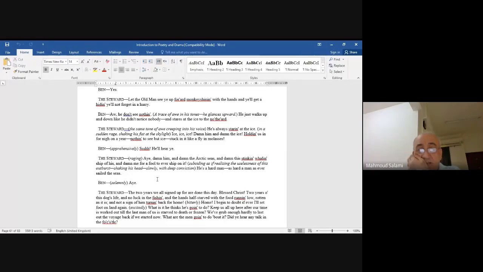Subsiding as if realizing the uselessness of this outburst, shaking his head slowly and with deep conviction: He is a hard man, as hard a man as ever sailed the seas. You see, this is the idea that they are saying that he's a tough, horrible man, if there are men like that.